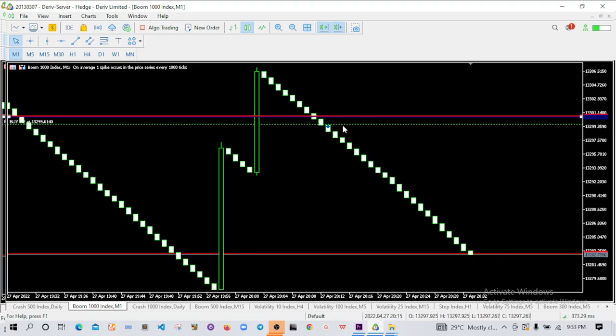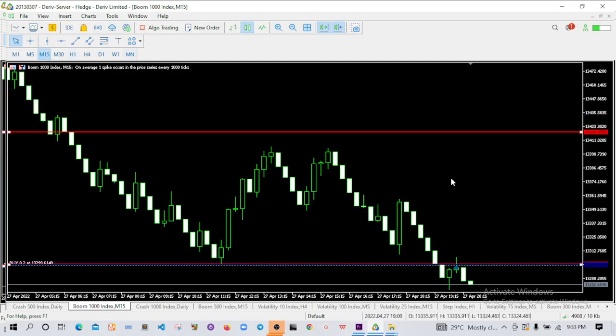But on boom, if you are selling on boom, once a longer spike comes, it's going to take your stop loss to the end of the spike. So maybe your risk management is risking $5 and you are selling boom. If a longer spike comes, it's going to push your stop loss to the end of the spike. When you open your trade, you might discover that you are losing up to $10 instead of the $5 you're supposed to lose.